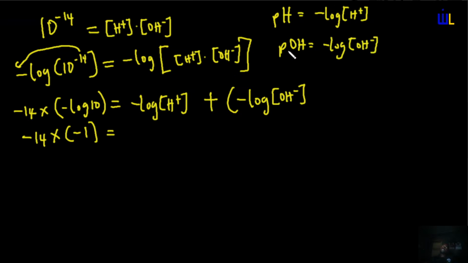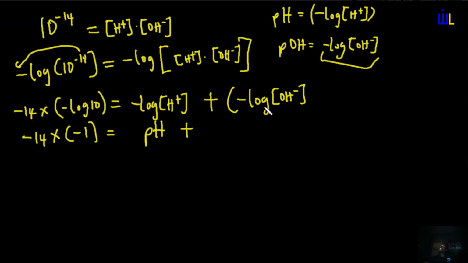And what does that mean? Anywhere we see negative log of concentration of OH, we can replace it with pOH. Anywhere we see negative log of concentration of hydrogen ion, we can replace it with pH. So here we have negative log of concentration of hydrogen ion, and what does it equal? It equals pH. So here we replace it with pH.